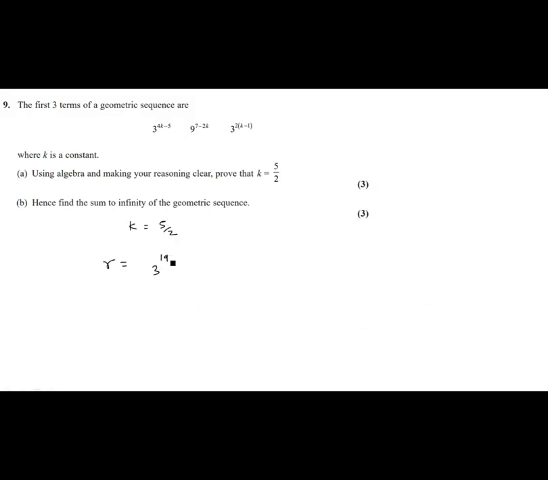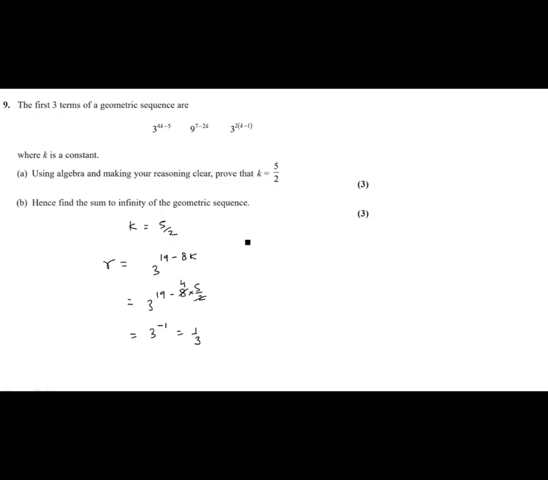3 to the power 19 minus 8k. If we substitute 3 to the power 19 minus 8 times 5 over 2, so 2 times 4, 4 times 5 is 20, so this becomes 3 to the power 19 minus 20, which is minus 1, which is 1 by 3. So that's r.